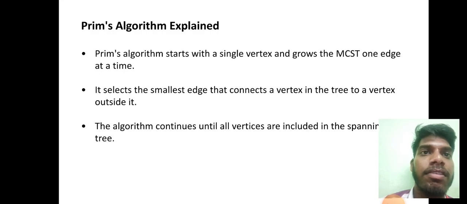Prim's algorithm explained. Prim's algorithm starts with a single vertex and grows the minimum cost spanning tree one edge at a time. It selects the smallest edge that connects a vertex in the tree to a vertex outside it. The algorithm continues until all vertices are included in the spanning tree.